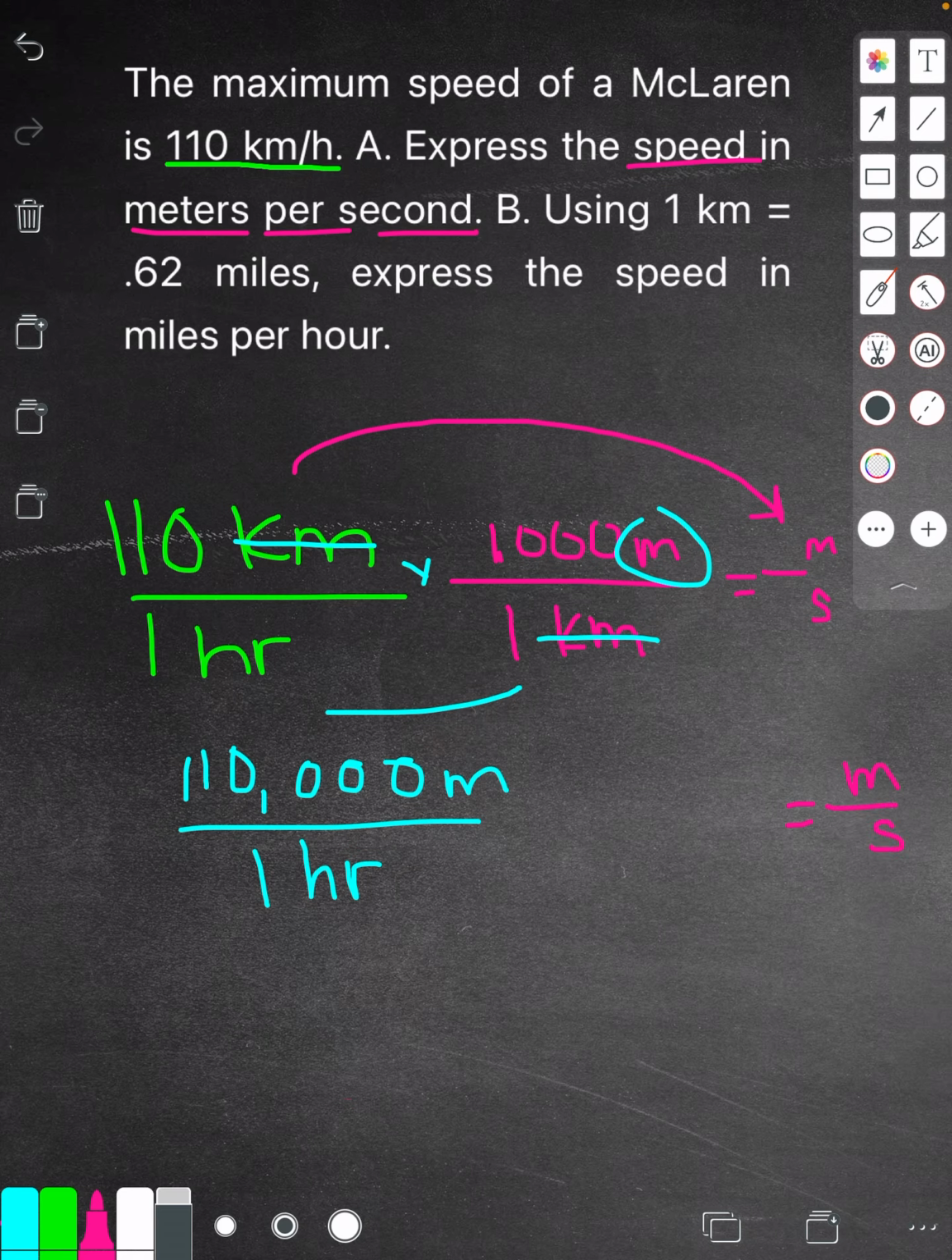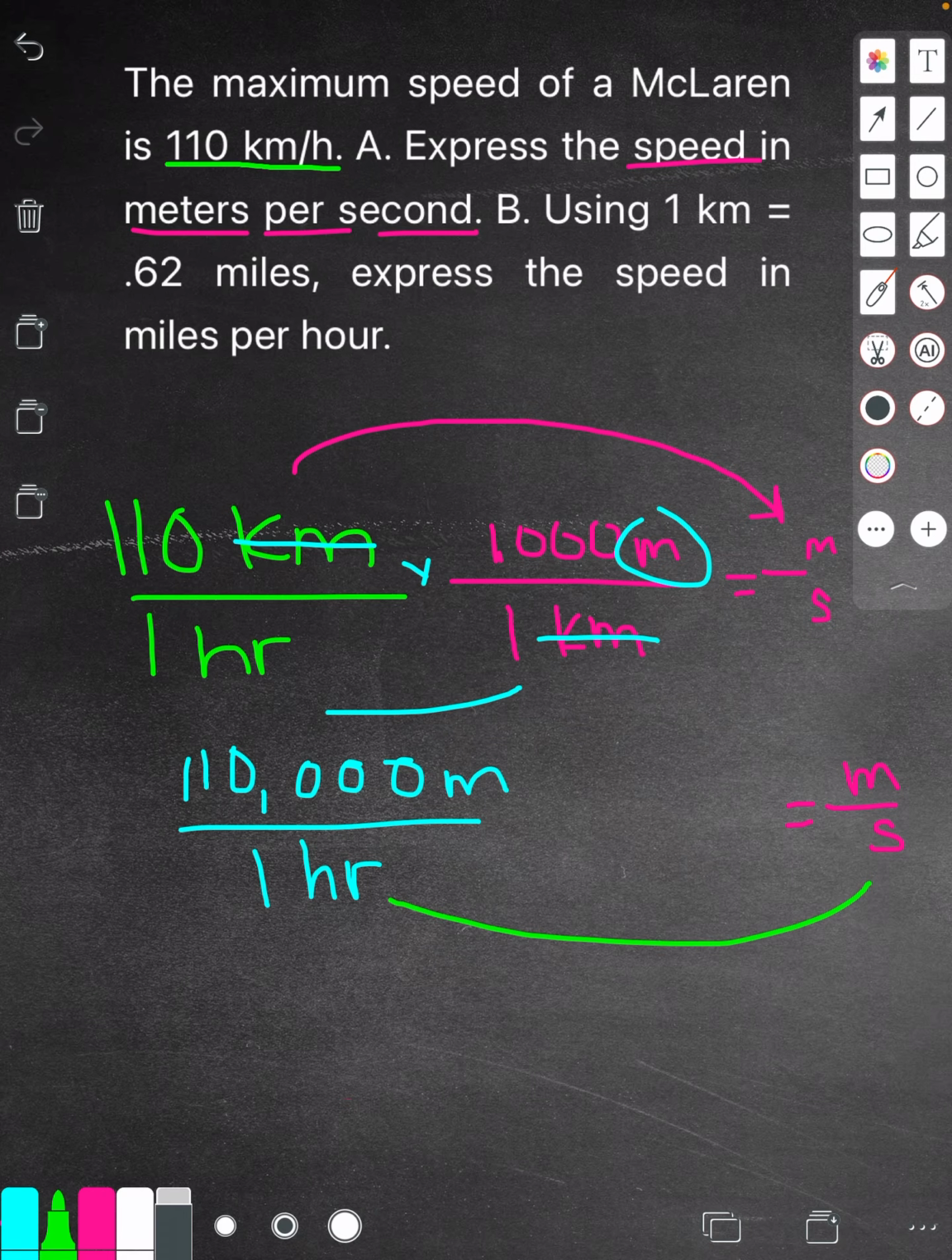Step 2, we're changing hours now. How do I know? Because I've already changed the top part. Now I'm going to look. I'm comparing my measurements. Meter to meter. Perfect. That's fine. There's nothing we're going to have to do to that. Now the bottom is hours to second. That is something that we're going to have to do something with.